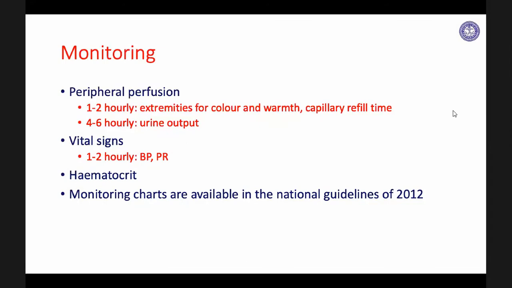So how do you monitor? You check the peripheral perfusion, for example, the color and warmth of the peripheries, capillary refill time, and the urine output. Then we check vital signs such as blood pressure and pulse rate, and the hematocrit. And of course, we use the monitoring charts, which are available with the 2012 national guidelines.